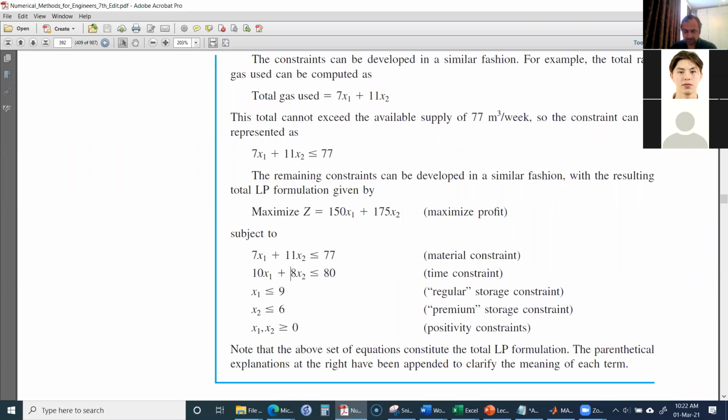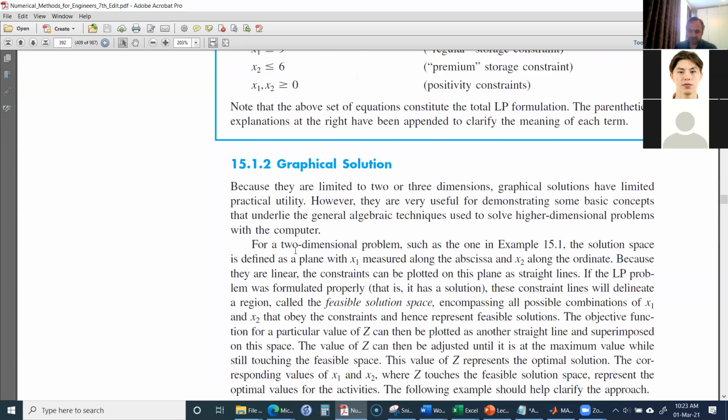All right. Okay, so next we will look at how to solve this problem. That means, if this is the problem, then what are the values of x1 and x2 that will maximize the profit? For this we will start with a graphical solution. In the graphical solution, we can plot these different curves on a paper, and then we can visualize the solution.